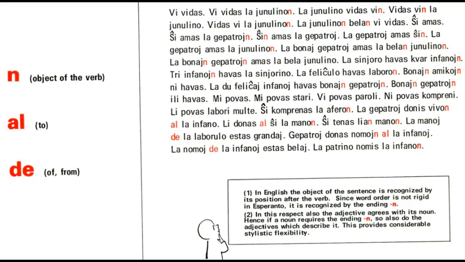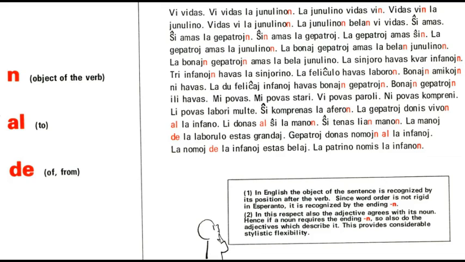La signoro havas kvar infanojn. The gentleman has 4 children. Tri infanojn havas la signorino. The lady has 3 children. La feliĉulo havas laboron. The happy guy has work. Bonajn amikojn ni havas. We have good friends. La du feliĉaj infanoj havas bonajn gepatrojn. The 2 happy children have good parents. Bonajn gepatrojn ili havas. They have good parents.